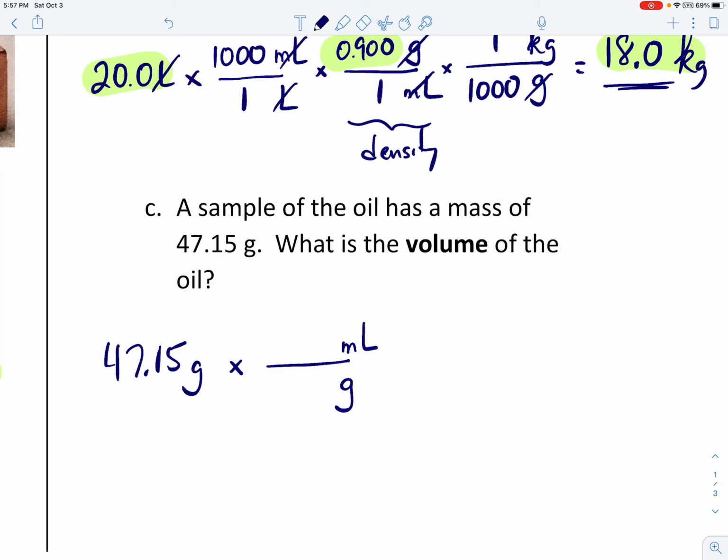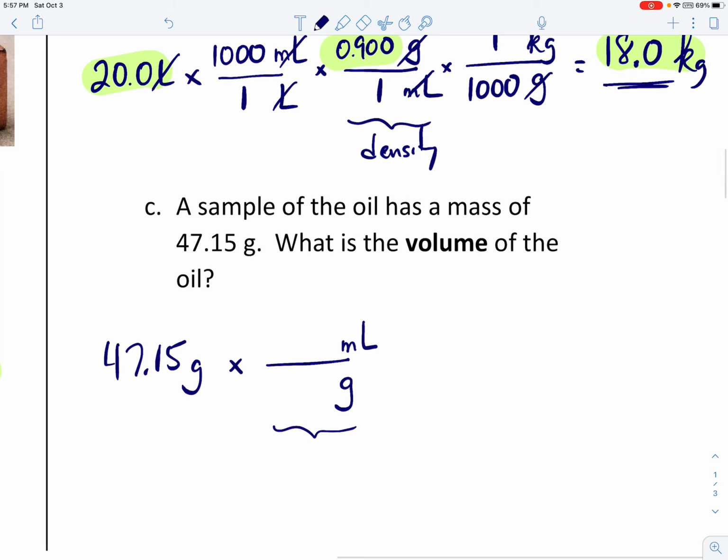So we'll get rid of the grams, we'll convert to milliliters. When we see grams and milliliters together in a unit multiplier, that is our density. The density was 0.900 grams, so this time that goes on the denominator, for every milliliter. We have 4 significant digits in the mass divided by 3 significant digits in the density, so we're going to keep only 3 significant digits in the answer.